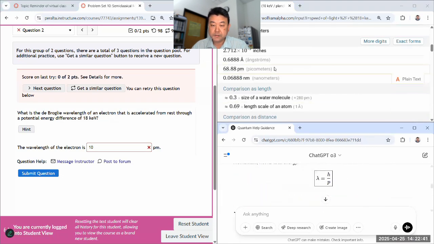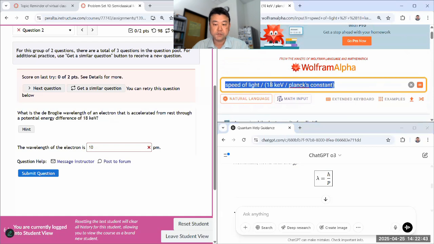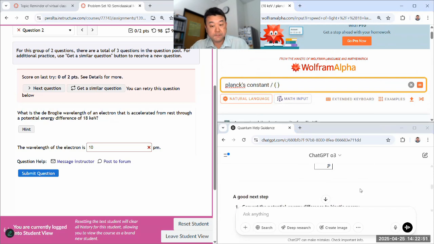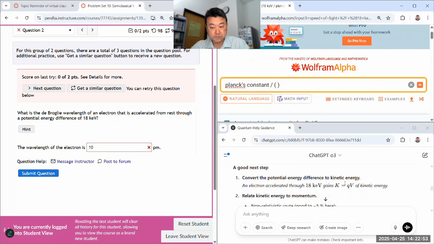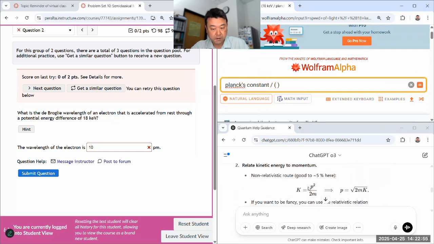Wavelength is equal to Planck's constant divided by the momentum that I'm going to put in. And you should take your time, make sure that you understand the reasoning and the algebra for these. Just taking a little bit of a shortcut: square root of 2 times electron mass times the kinetic energy, which is this 18 kilo electron volts.